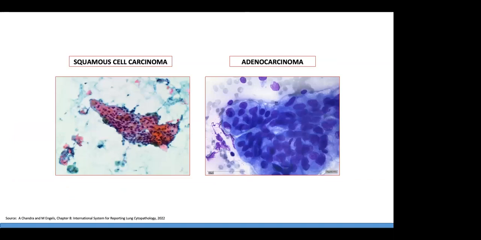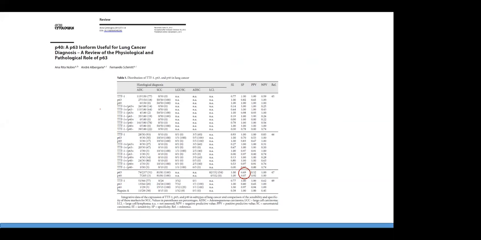So we saw before, if you have a classical morphology, you don't need to confirm this with immunocytochemistry. So if you have a squamous cell carcinoma like this one, or an adenocarcinoma like this one, this is your diagnosis. And then if the patient needs molecular studies, the patient will have this material to do the studies. Don't do immuno if it is not necessary. And if it is necessary, use a short panel.